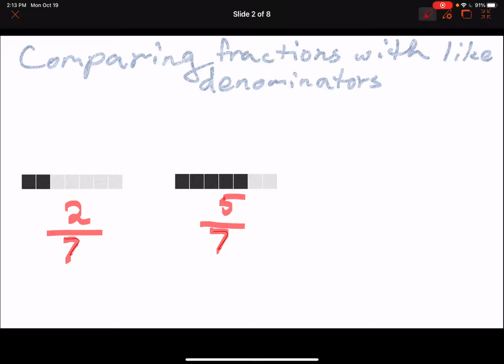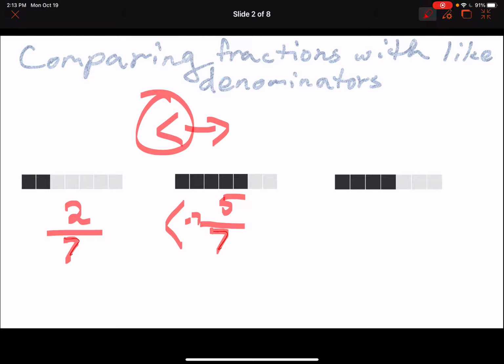So, obviously, if we're looking at this, I know that 5/7 is bigger than 2/7. I would get more of the piece, right? So, how I'd write that is 2/7 is less than 5/7, right? Because the part that's open is pointing towards the bigger number on the right. So this means less than. Anyways, moving along.